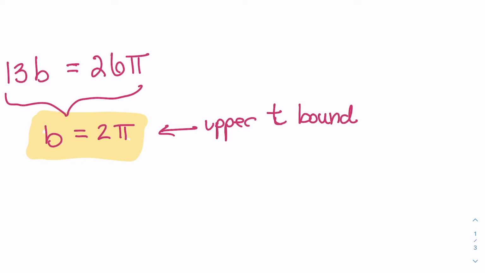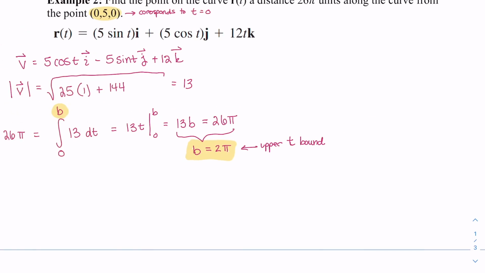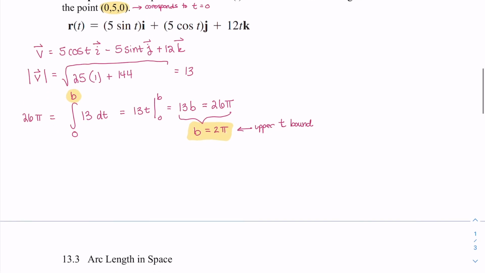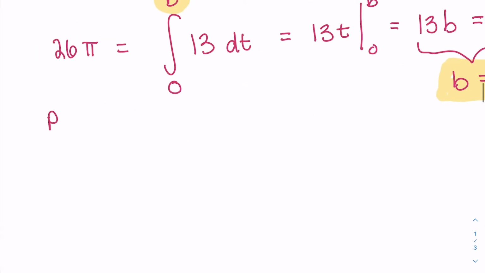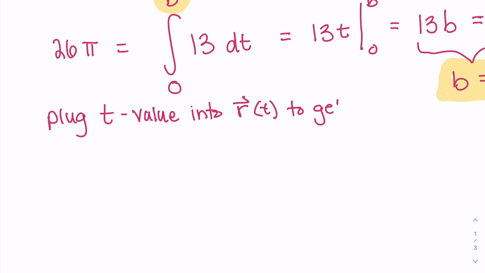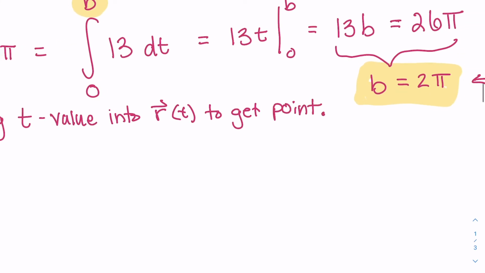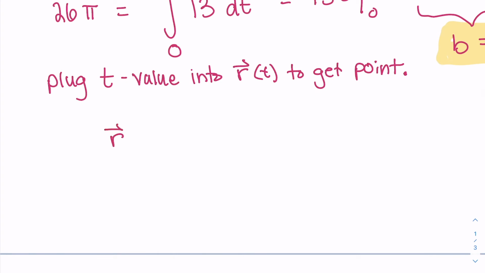So if we know b equals 2 pi, that's our upper t bound. Now, that's not our final answer because that's a t value, and it's asking for the point on the curve, not the value of t. So now we just plug that t value into r of t, the position function, to get the point. So that's what we're going to do here. So now we're just going to evaluate the initial curve function, and we're going to evaluate that at 2 pi.